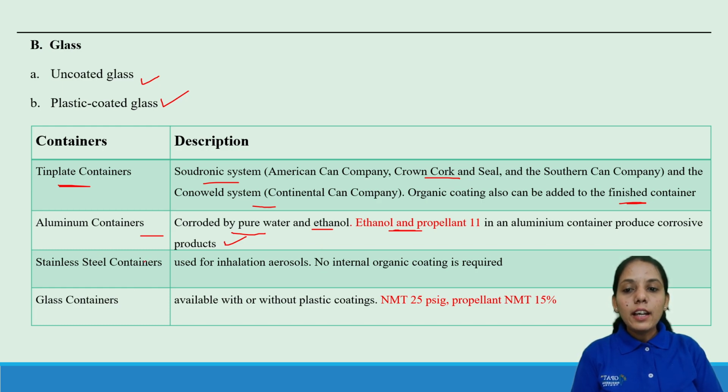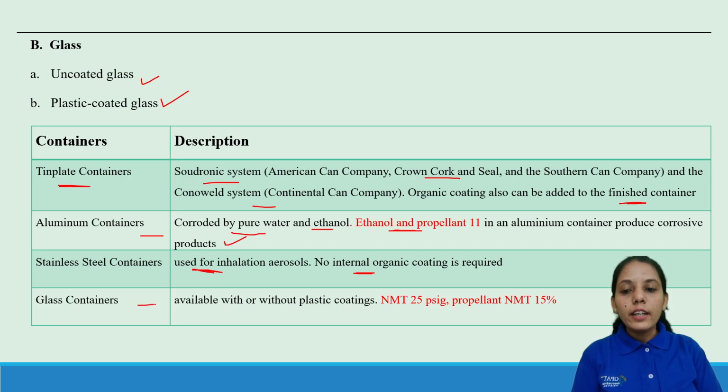Next is stainless steel container. It is used for inhalational aerosols. No internal organic coating is required because this is an alloy. Stainless steel is an alloy, so no internal organic coating is required.